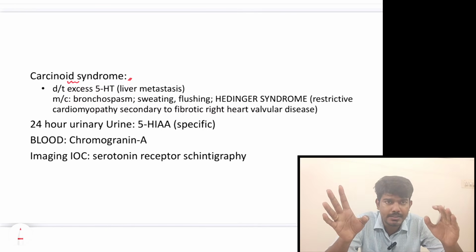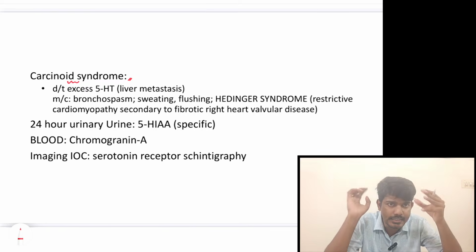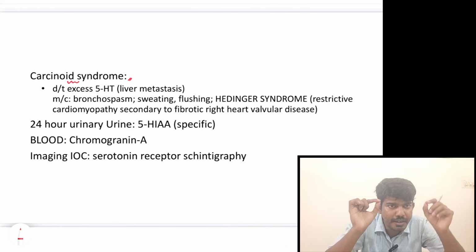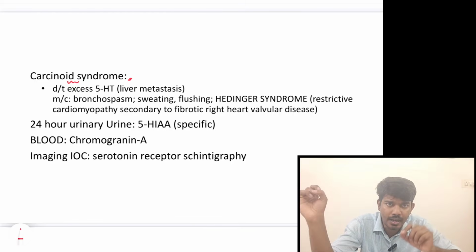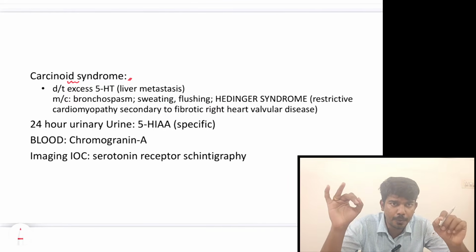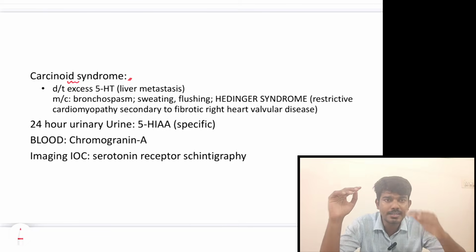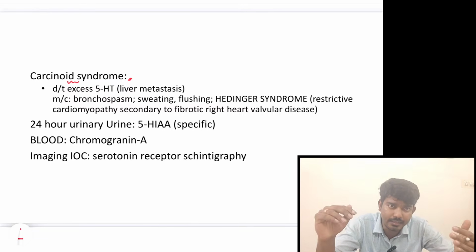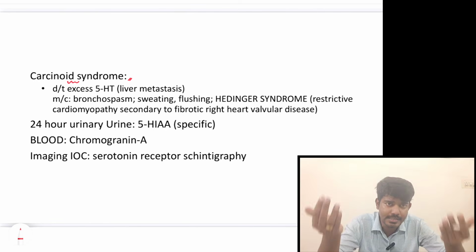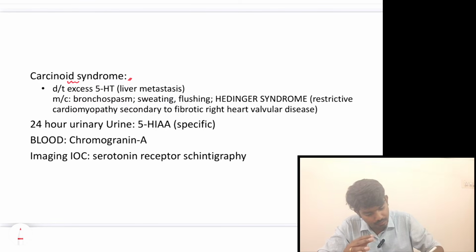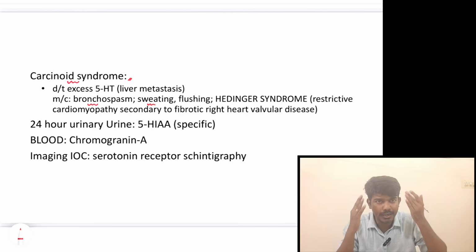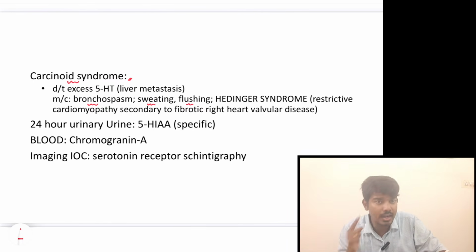Normally the liver will metabolize this serotonin. But in case of carcinoid associated with liver metastasis, the liver cannot metabolize or excrete this serotonin. So the serotonin will be in excess in the blood, and that can cause bronchospasm, sweating, and also flushing.